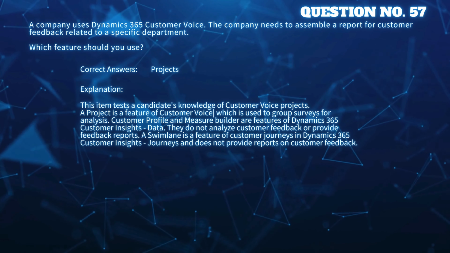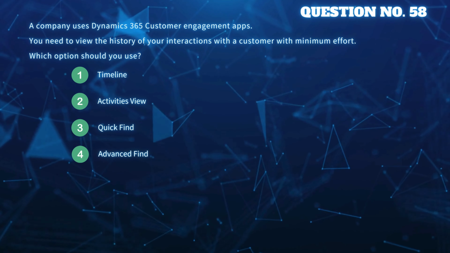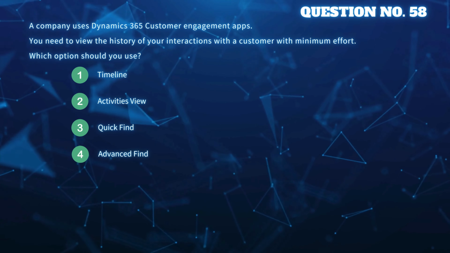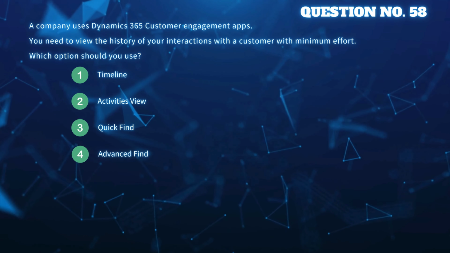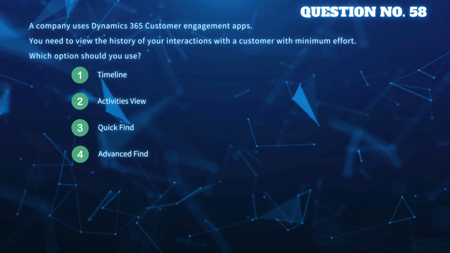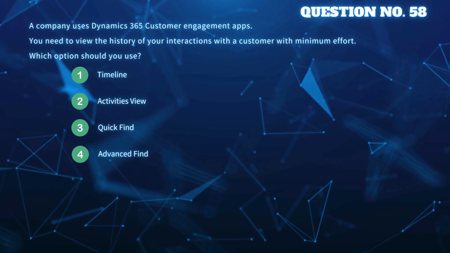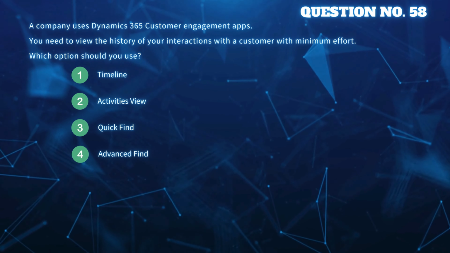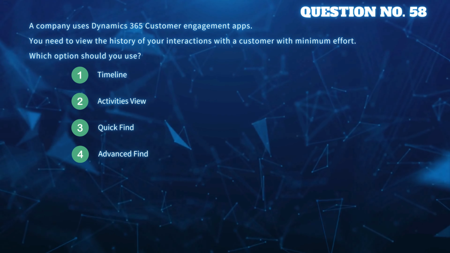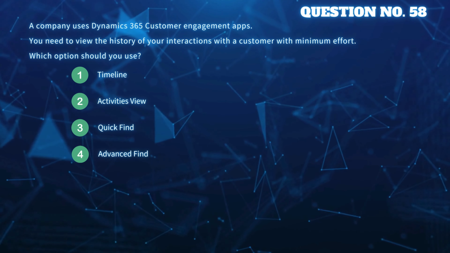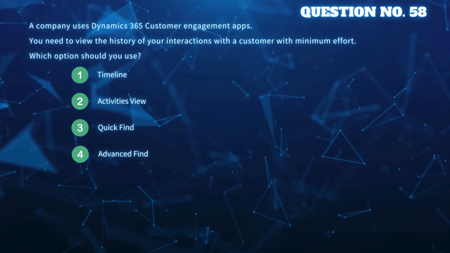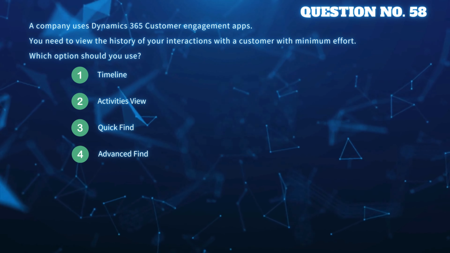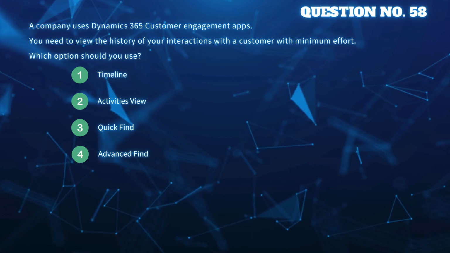on customer feedback. A company uses Dynamics 365 customer engagement apps. You need to view the history of your interactions with a customer with minimum effort. Which option should you use? Option 1, Timeline. Option 2, Activities View. Option 3, Quick Find. Option 4, Advanced Find.